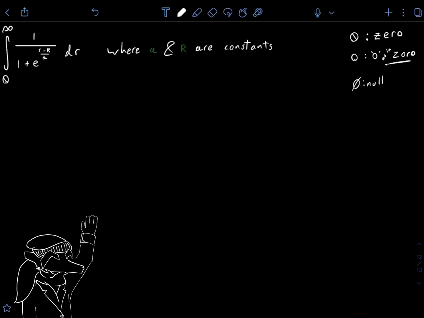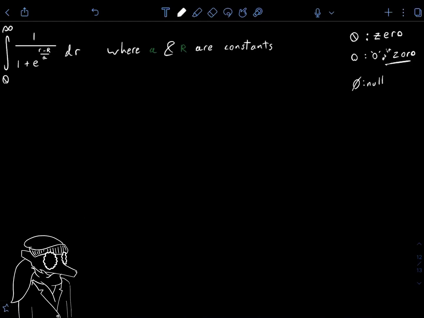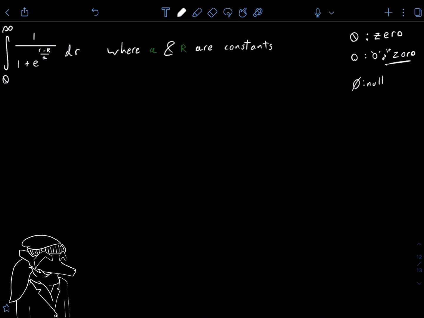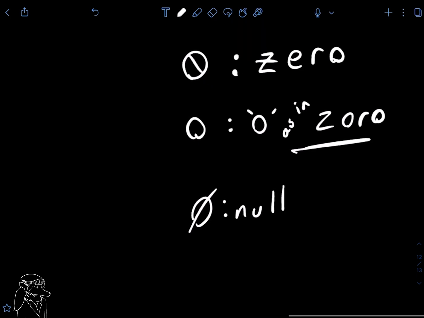Hello there. I don't have anything snarky to say today, so let's get on with it. Just to be clear, this is how I draw a zero. You can thank oxygen for that little fact.